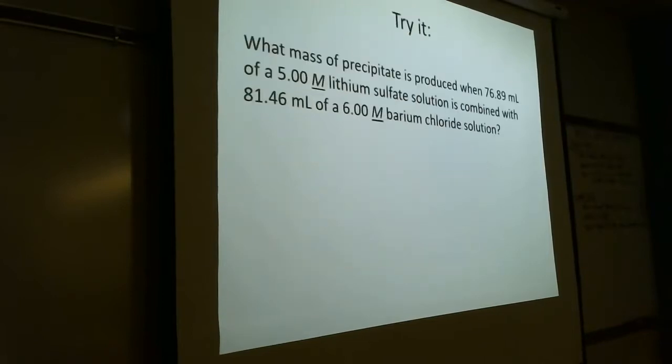Okay, you do this one. What mass of precipitate is produced when 76.89 milliliters of a 5 molar lithium sulfate solution is combined with 81.46 milliliters of a 6 molar barium chloride solution? I'll pause the recording while you tackle this one.